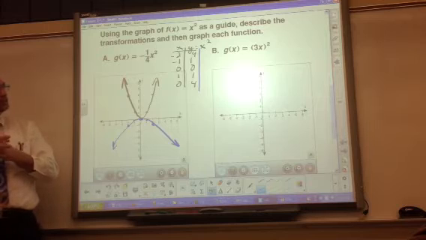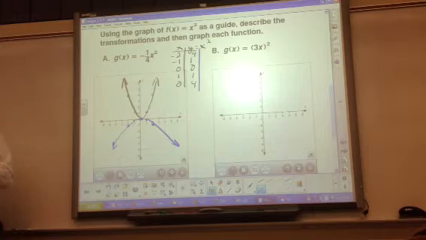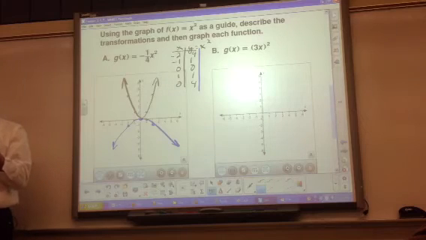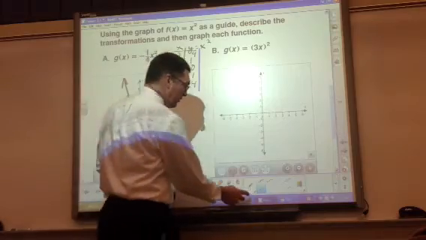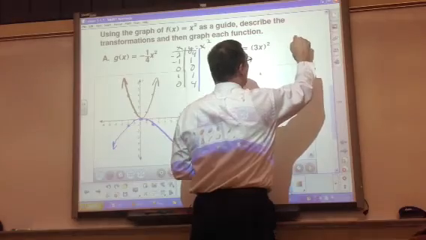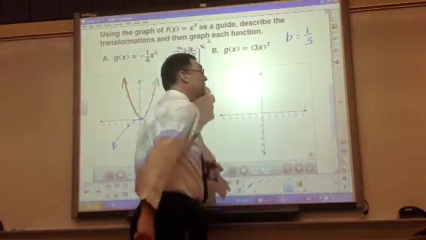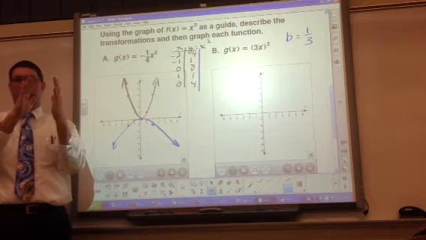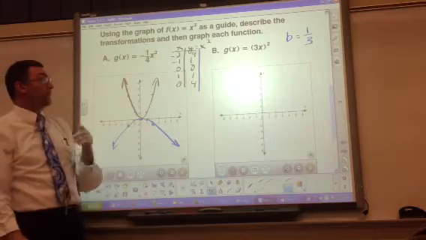Letter B, the quantity 3x squared. Now remember, okay, when it's in the parentheses, it's a horizontal change. And whenever it's horizontal, it is the reciprocal. So we're talking about here that B is, in this case, equal to 1/3. So this means that we're going to be compressing it by 1/3. Not stretching it by 3, but compressing it by 1/3.